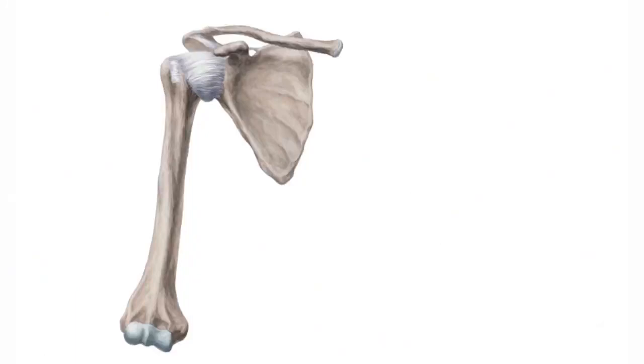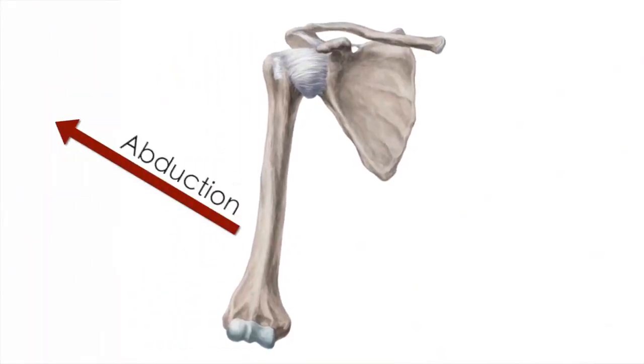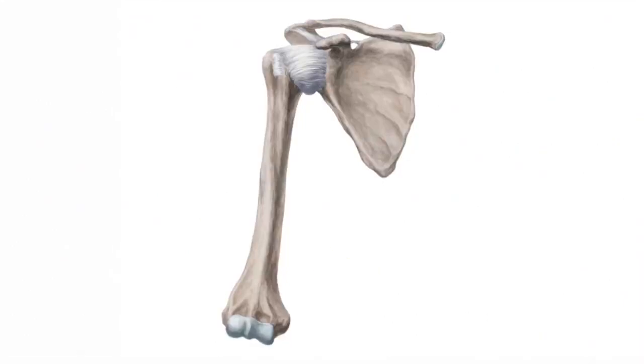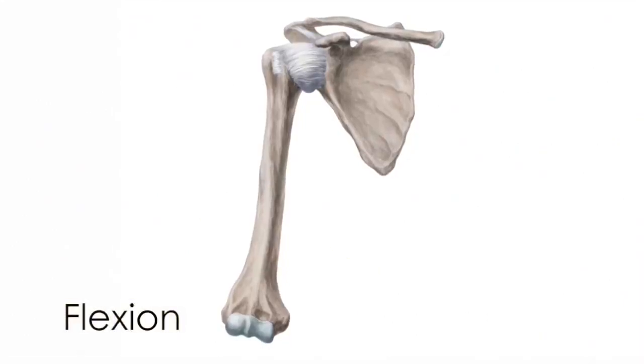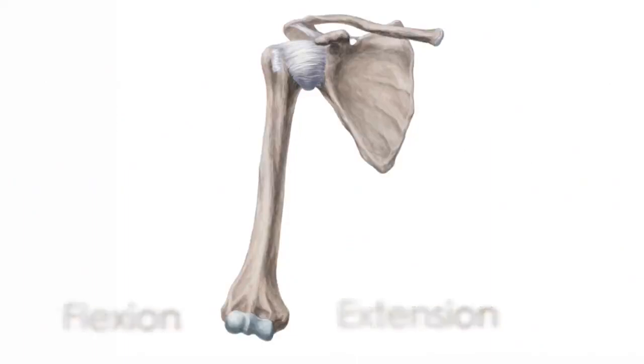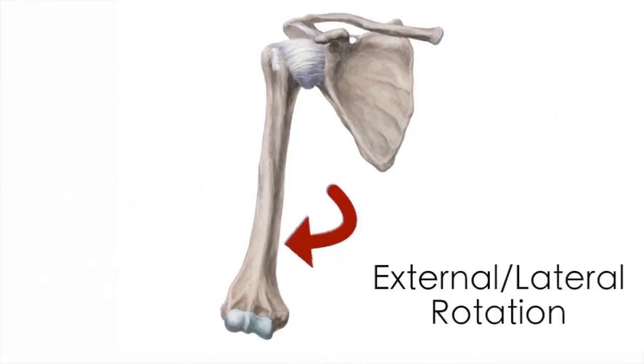The movements that we're going to briefly touch on are abduction and adduction. As you're seeing the arrows, this is where the movement will occur. The other two are flexion, which is forward lifting of the arm, and extension, which is backward lifting of the arm. You also have internal or medial rotation and external or lateral rotation.